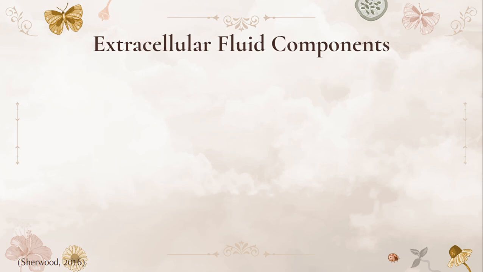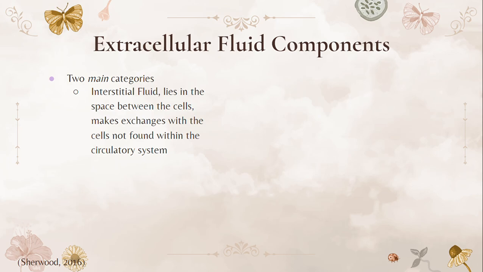Now, moving on to extracellular fluid components, there are, like I said earlier, two main categories of extracellular fluids. We have our interstitial fluids, which is fluid that surrounds cells that are not surrounded by blood.